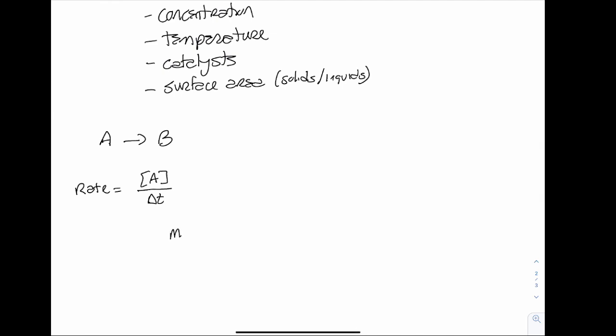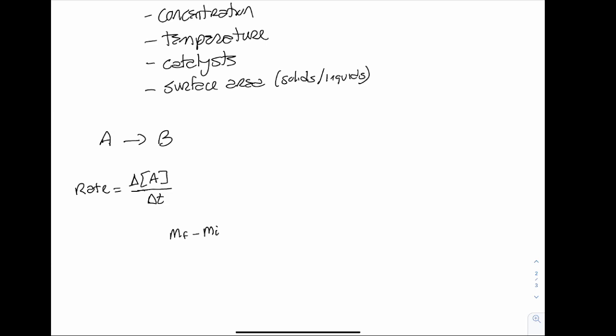If I was looking at a change, I forgot my delta sign, sorry. If I'm looking at my change, remember it's always going to be final minus initial. So I would be looking at my final molarity minus my initial molarity. Remember, A is disappearing, so every time I calculate that, final is going to be a smaller number than my initial. So I would end up with a negative value for my rate, which we can't have. Rates can't be negative. You think about a car driving down the road. How fast it's going is a rate, miles per hour. And you can't be going down the road at a negative speed. So they have to be positive values.